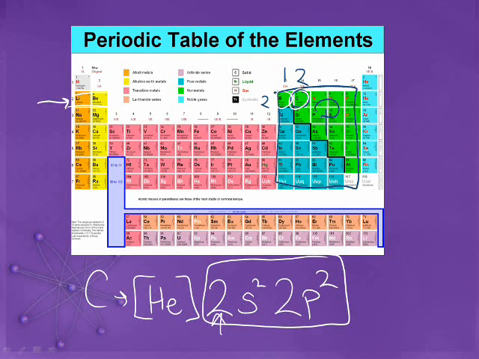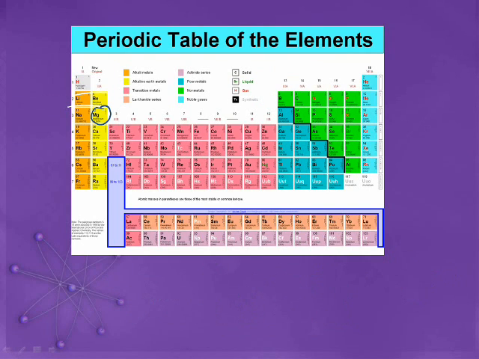Now, how many total valence electrons does it have? It has 4 valence electrons. So important, the S and P, really the main ones involved in bonding, has 4 valence electrons in the second energy level of S and P.